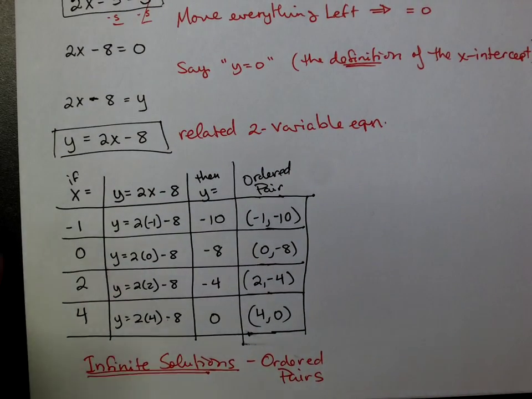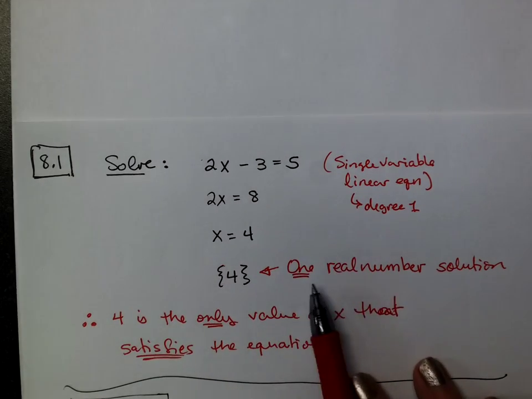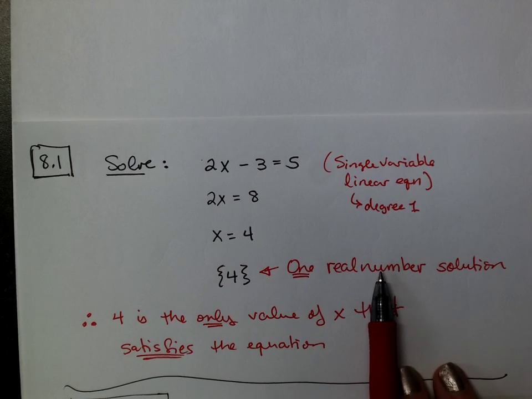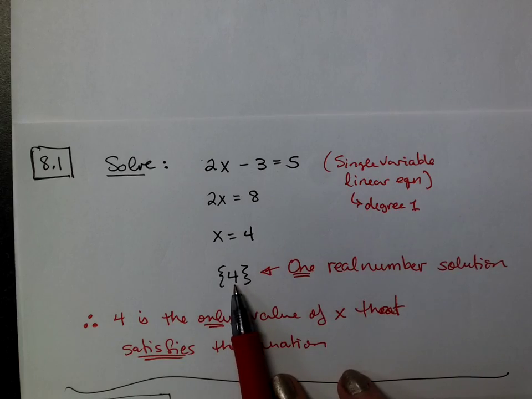And I'm contrasting that to what I put up here. The single variable linear equation gives you one real number solution. You get a number, 4, in this case. Okay? For a single variable equation, you get a number, a real number solution.